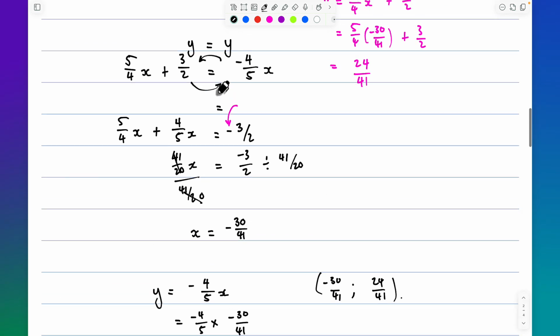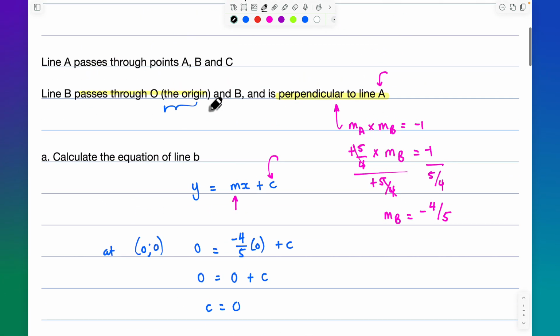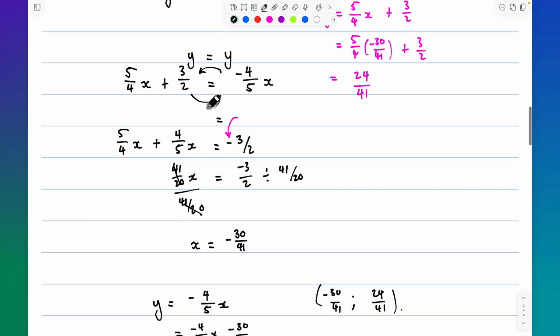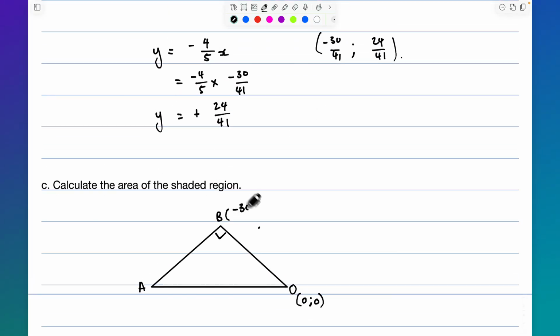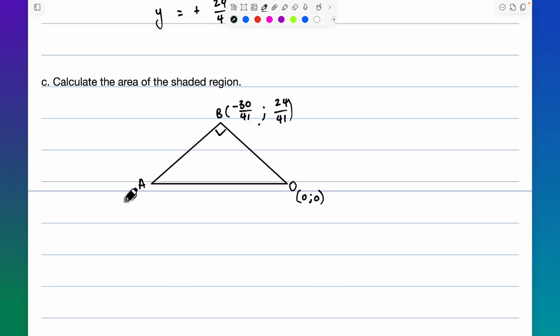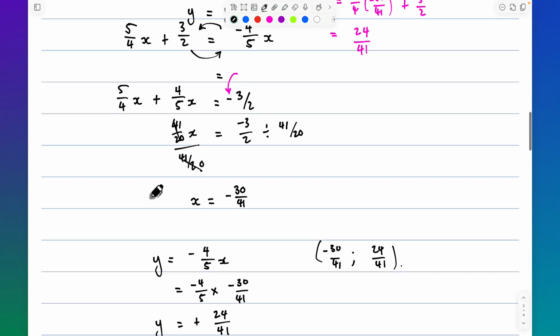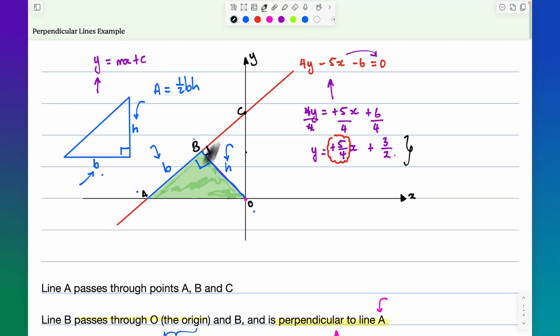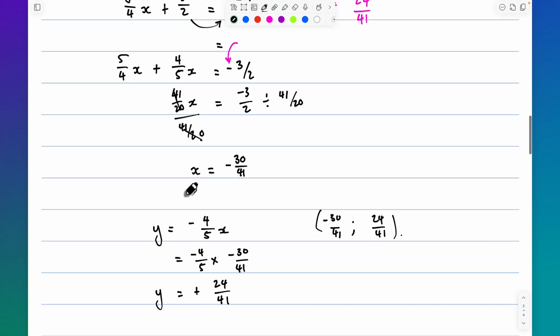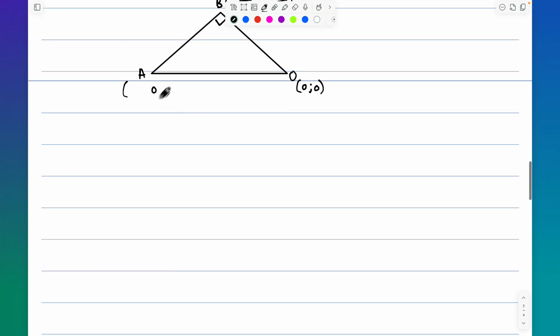I mean, actually, do we know the coordinates of point B? I think that was one of the first questions. Oh yes, that's the previous question, right? So those are ugly coordinates. Negative 30 over 41 and positive 24 over 41. Right, so we know those coordinates. We know the coordinates of point A, right? Do we actually? The y value is 0 because it's on the x-axis, but what we don't know is the x value, right?